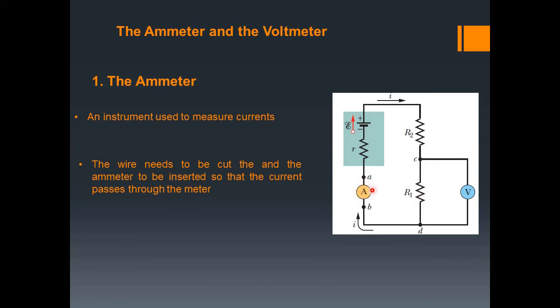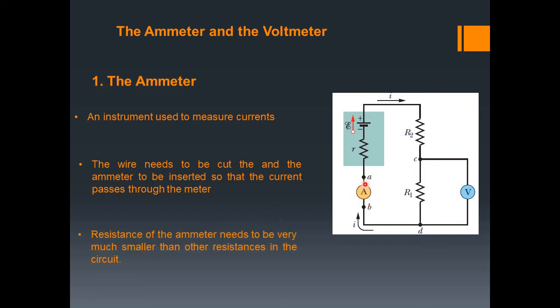So to insert an ammeter into a circuit, keep in mind that the wires of the circuit need to be cut first or broken, and then you will insert this ammeter between these two wires, because now these are separate wires, and you will put the ammeter inside it. So you see both terminals of the ammeter are connected to the wire.